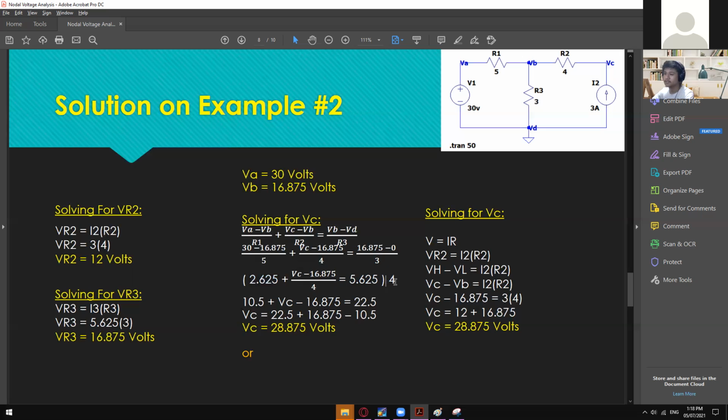Right? So just multiply this one by 4, and then it will give you this one as your result. And after that, you can find the VC just by transposing the others on the right side. Okay, so VC is equal to this expression right here, and then it will give you a value of 28.875.